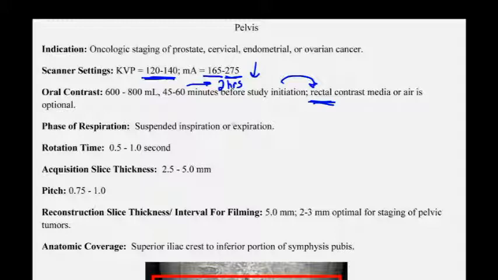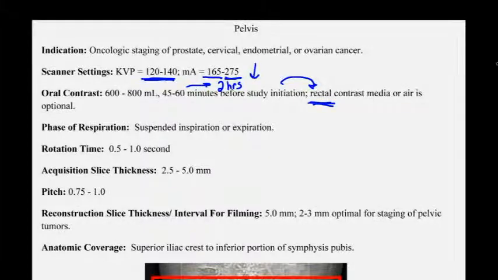The phase of respiration is usually suspended inspiration or expiration, but keep in mind we don't really have to have the patient completely hold their breath. They can breathe quietly if they have to for the pelvic area. Rotation time is 0.5 to 1 second. Pitch is going to be 0.75 to 1.0.